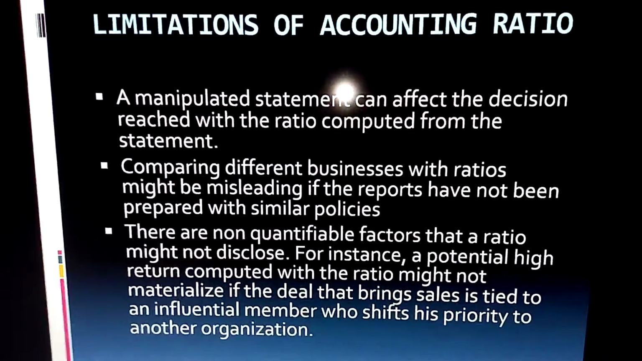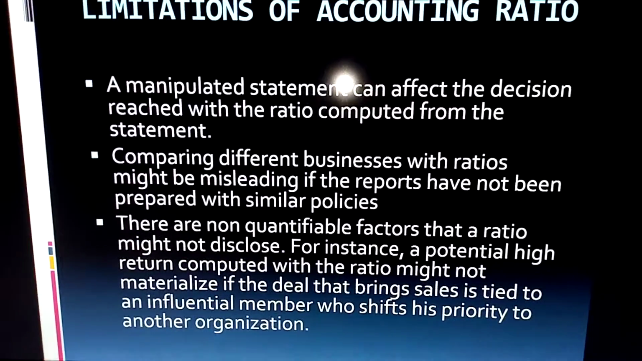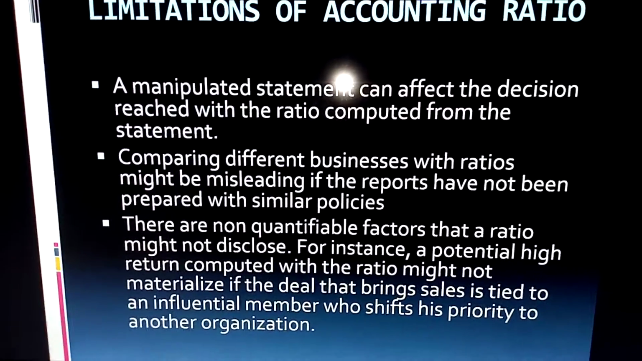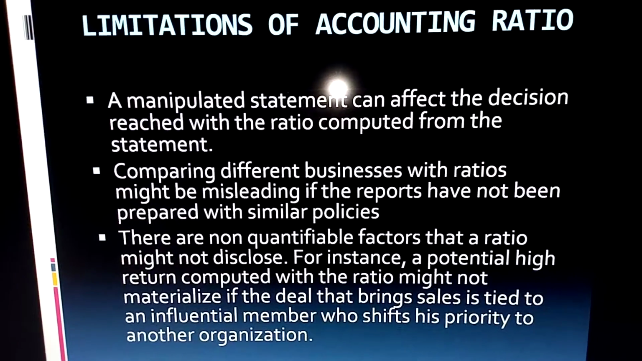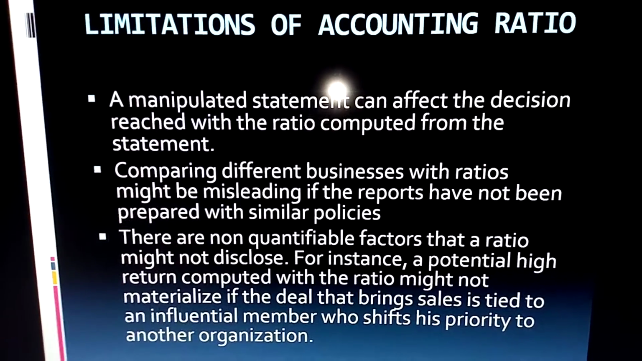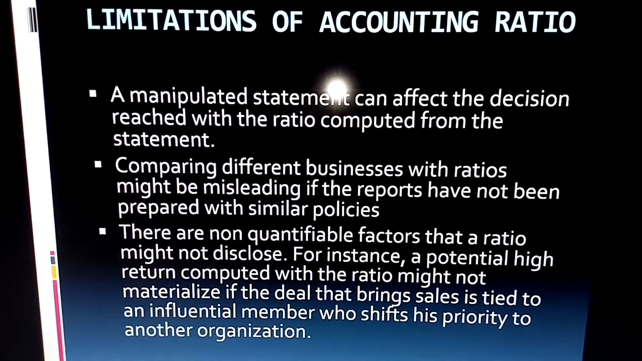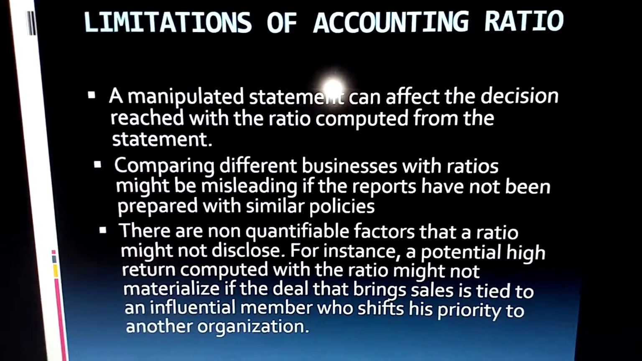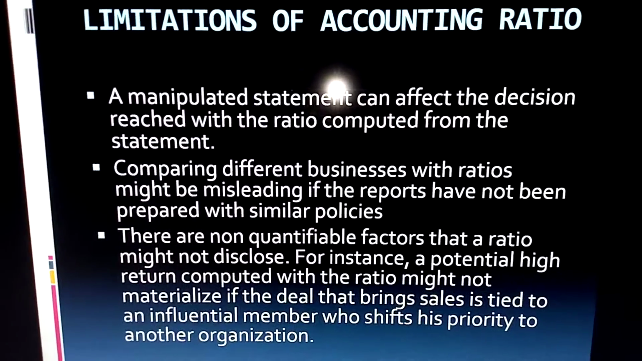So your accounting ratio would have told you that the business has a good projection, a good forecast in terms of profitability or income. But this is tied to someone within. So once the person shifts his attention, the deals might not be as lucrative as thought. So these sort of factors might not be identified by the accounting ratio.